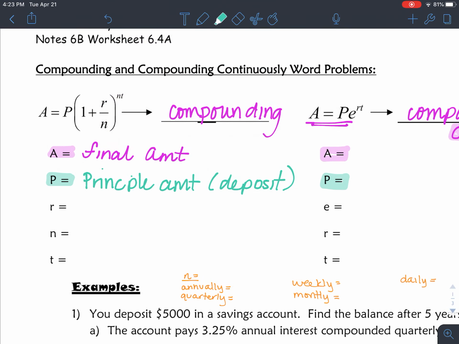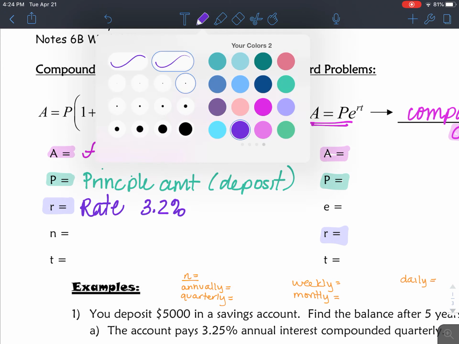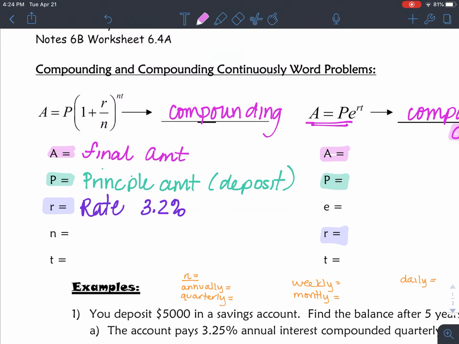very important with R. If you get a problem wrong, it's typically due to your R. Notice I skipped a letter on the other side; we'll come back to it. R is your rate, and what is so important is that I will typically give it as a percentage, like 3.2%. You have to write it as a decimal, so you need to move that decimal place over 2 spots. So it's really 0.032. That is what you need to put into your calculator.